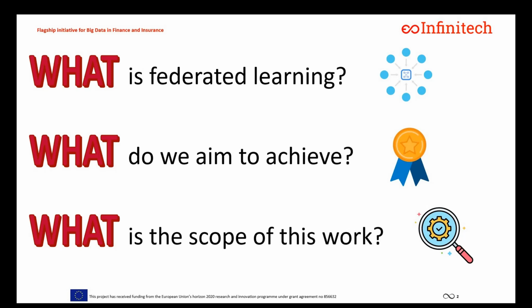What is the scope of this work? This work is a joint collaboration between FBK and IBM within the INFINITECH project. FBK has developed a fraud detection federated learning algorithm run by a consortium of organizations on their own nodes and on their own data, while sharing the intermediate learning results with each other to achieve higher precision.